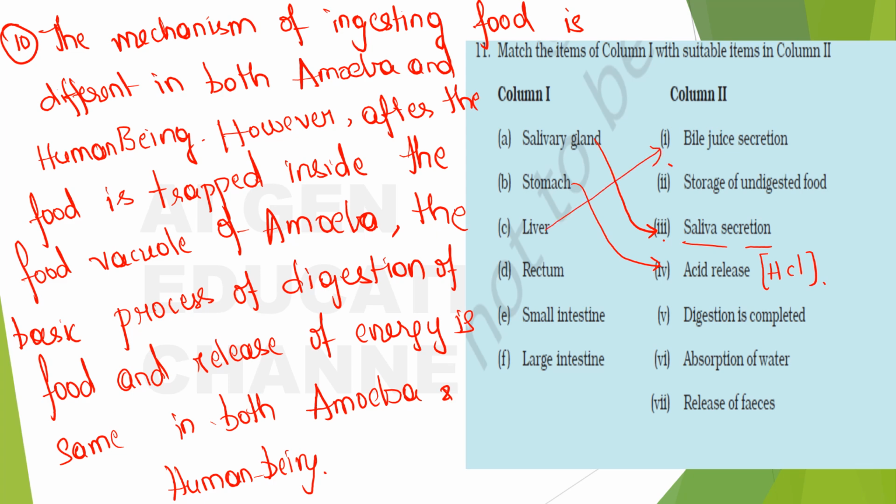How about the rectum? Rectum stores the undigested food to be sent out of the body through the anus, right? And that process of sending the food out is called as what? Egestion, right? Next is small intestine. What does the small intestine do? Small intestine helps in the complete digestion of the food. How about the large intestine? Large intestine is for the absorption of water, like from the undigested food, whatever water is there, that will be absorbed in the large intestine, right? So, these are the answers as such.